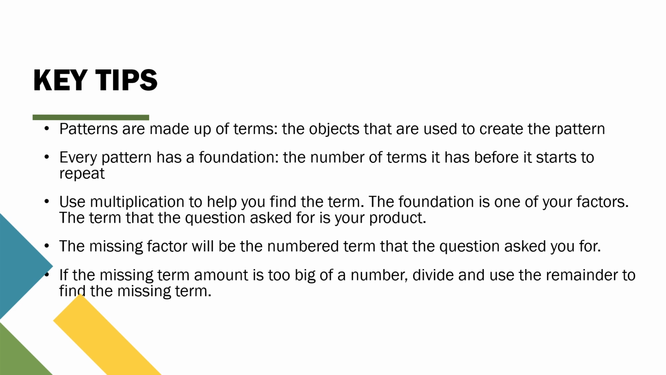So here's some tips. Patterns are made up of terms. Terms are the objects that are used to create the pattern. A pattern can be colors, shapes, numbers, letters, anything that repeats. Every pattern has a foundation, which is the number of terms it has before it starts to repeat. We can use multiplication to help us find whatever term the question asks us for. The foundation is one of your factors, and then the term that they ask you for would be the product or the multiple that you're trying to get. The missing factor will be the numbered term that the question asks you for.